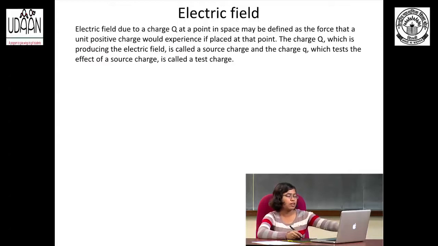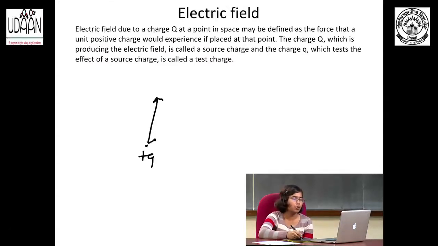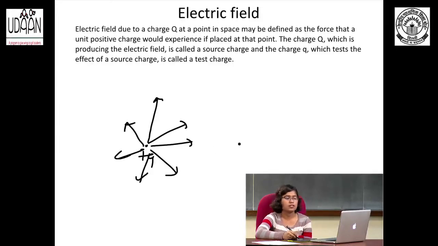Now we can see the direction of the electric field for a positive charge. For a positive charge, the direction of electric field is radially outwards, whereas it is inverse for a negative charge, the direction is radially inwards.